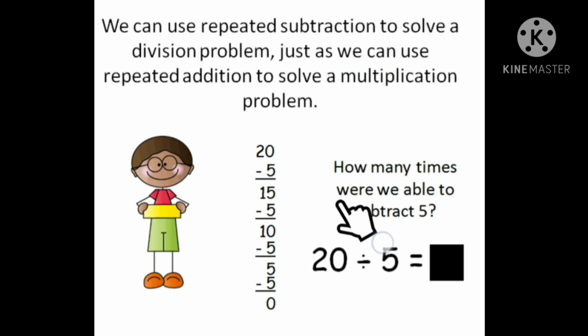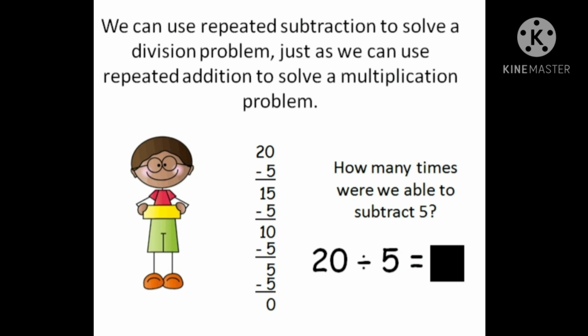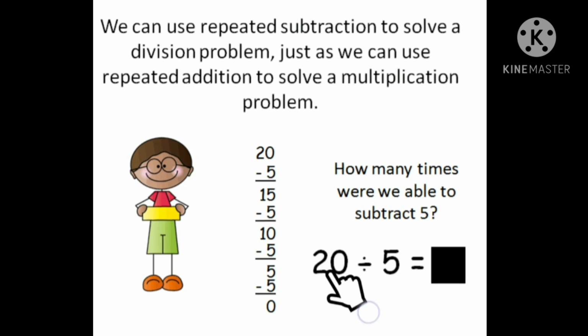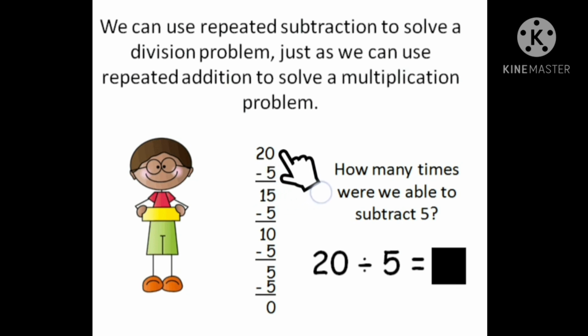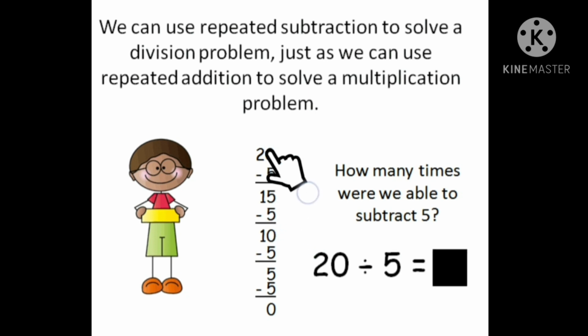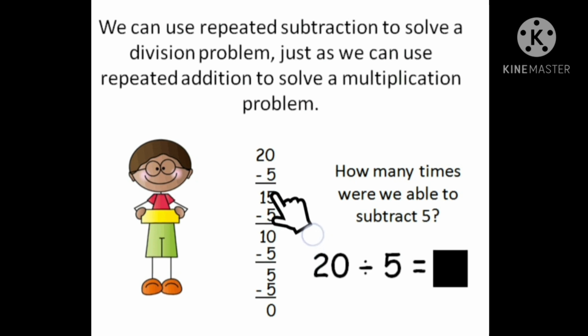So, how many times were we able to subtract 5? Okay, division is the shortest way of subtracting the same number again and again. That is, here we have to divide 20 by 5. So first of all we will write 20 here, and now we are going to subtract 5 from 20. So 20 minus 5 is 15. Again we are subtracting 5 from 15.